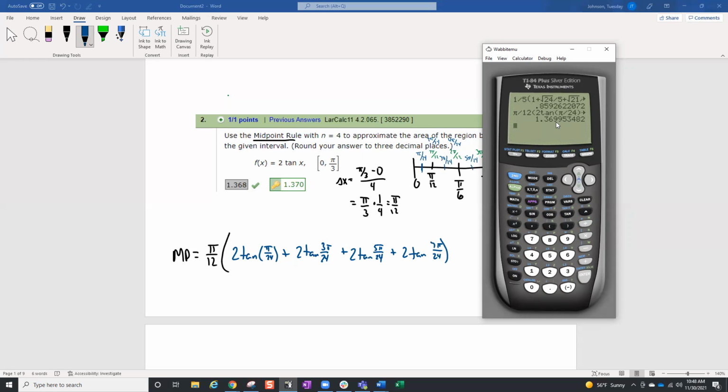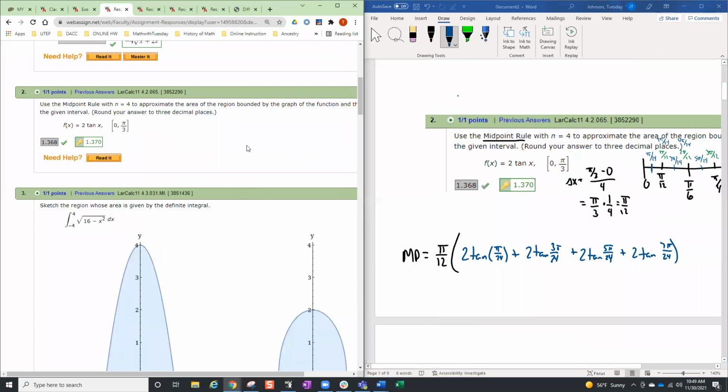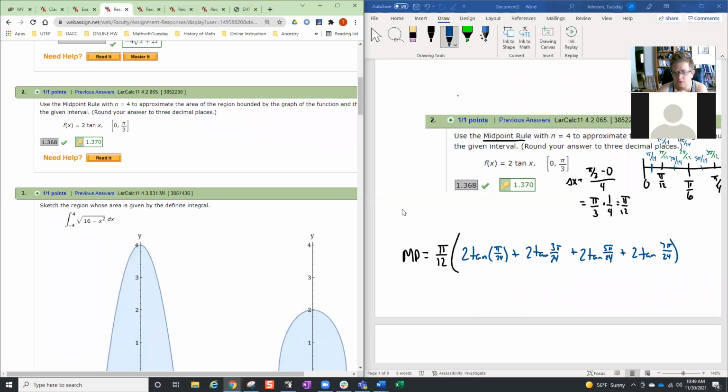So you could do left endpoints, you could do right endpoints, you could do midpoints. It's all the same. Once you have your width, you just find and use the correct endpoints. All right, let's throw this down over here and come back. All right, back up so I can see you again.